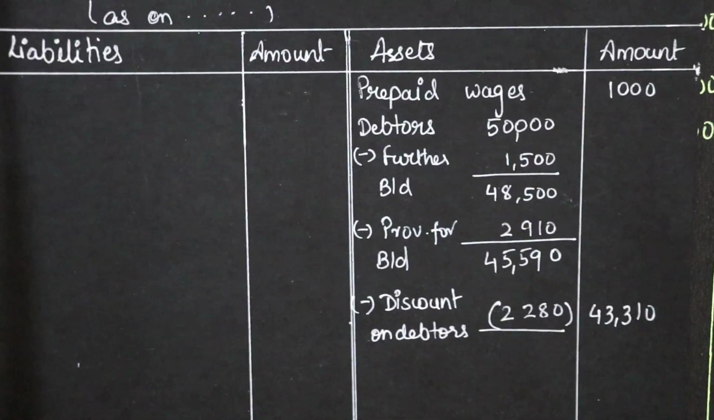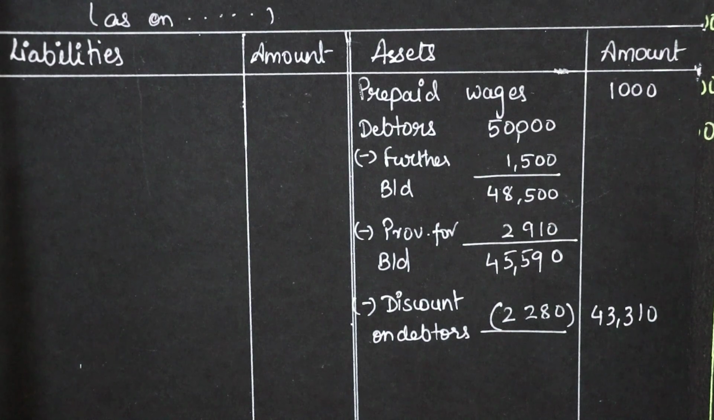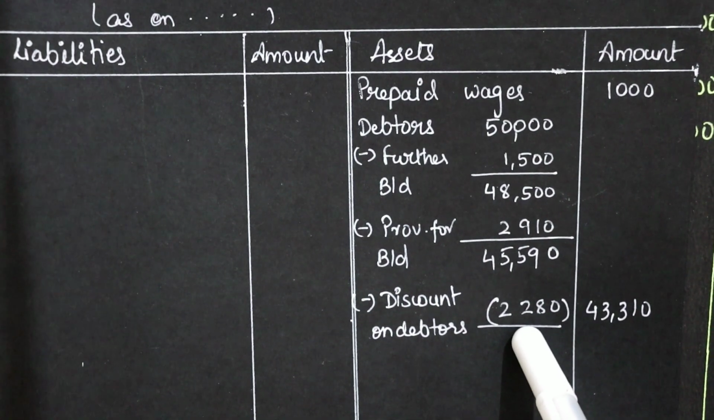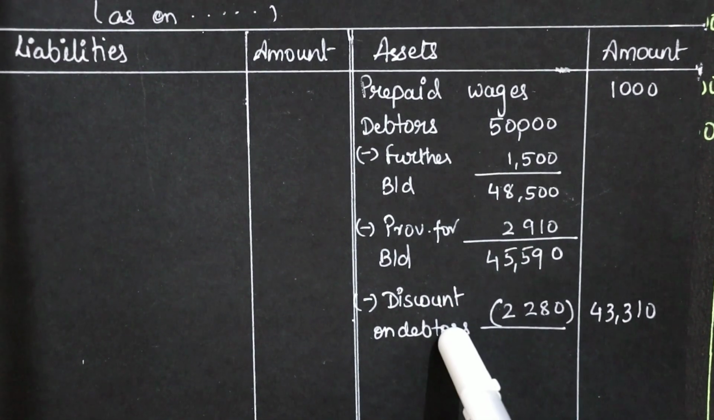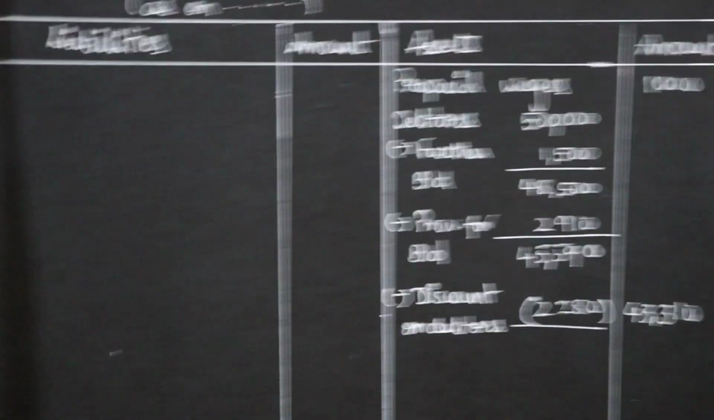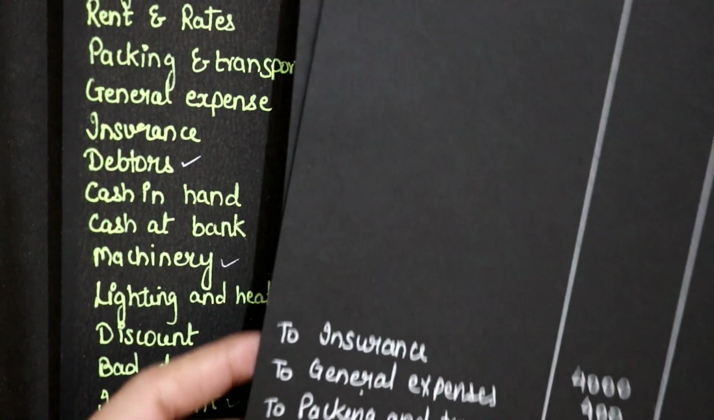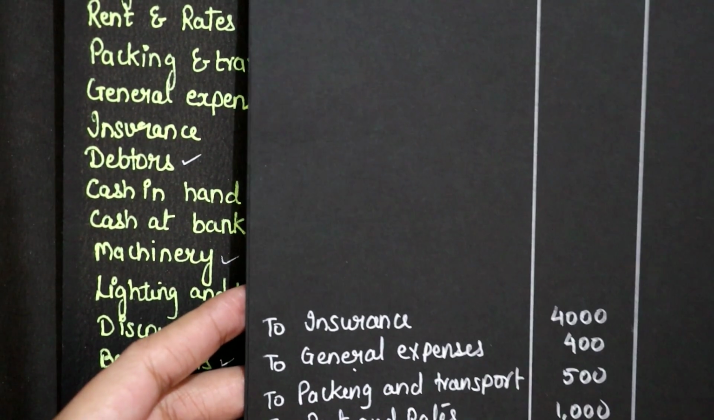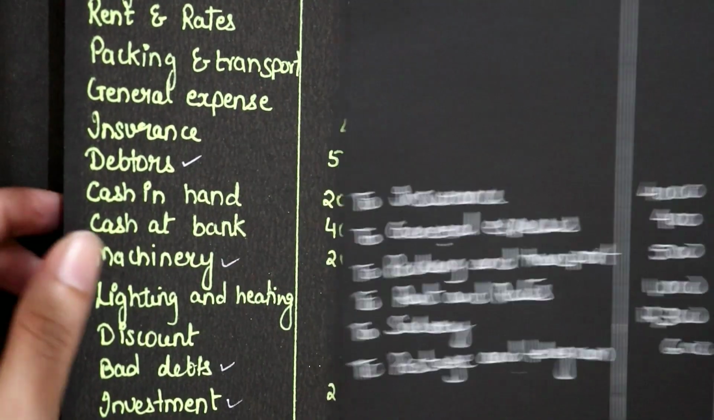Since we all know that every adjustment has two effects, one effect is given on the asset side for these three adjustments. Now other effects need to be given in the profit and loss account also. So in profit and loss account on debit side, we will adjust these amounts with the bad debts. So let's see how it is done.